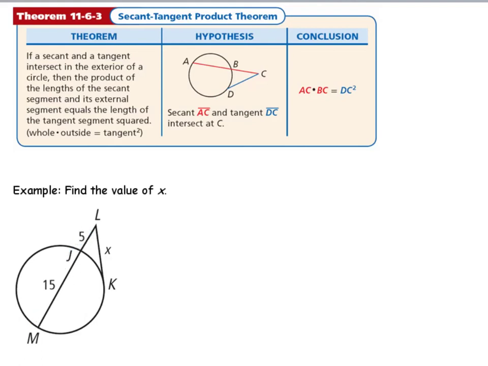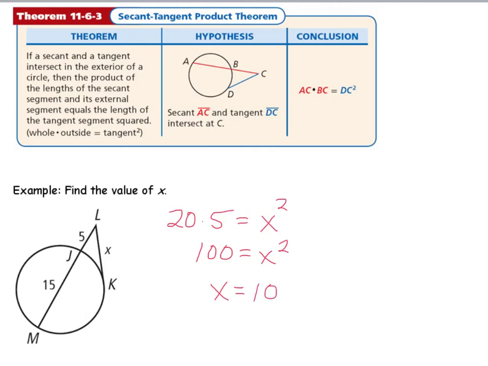Notice I've got a secant and then I've got my tangent. So the rule says you're going to take the whole entire secant. So the whole entire secant is 15 plus 5. You do the addition, which is 20, times the outside portion of my secant, which is 5. Set that equal to then the tangent portion squared. So we're going to set it equal to x squared. So I'll have 100 equals x squared, and when you square root both sides, x will equal 10.